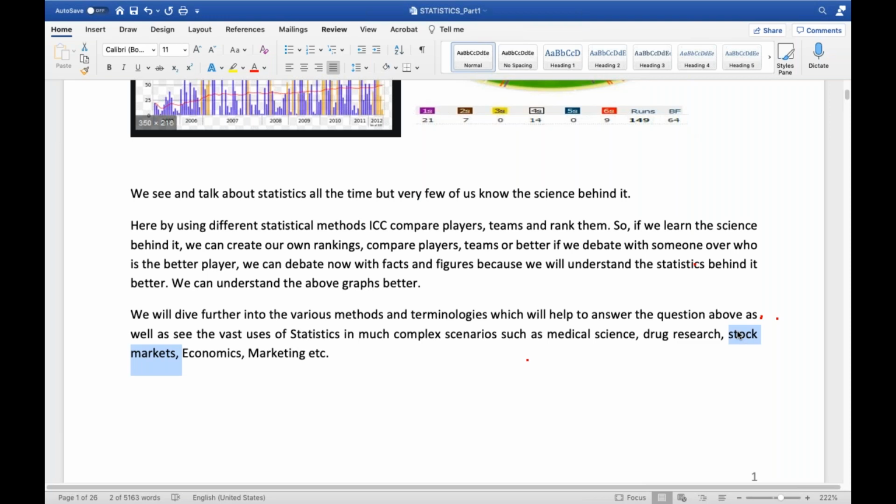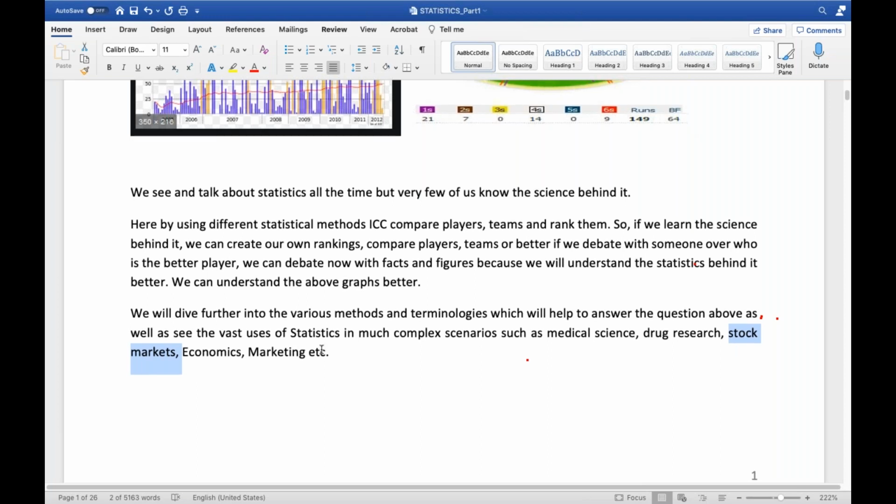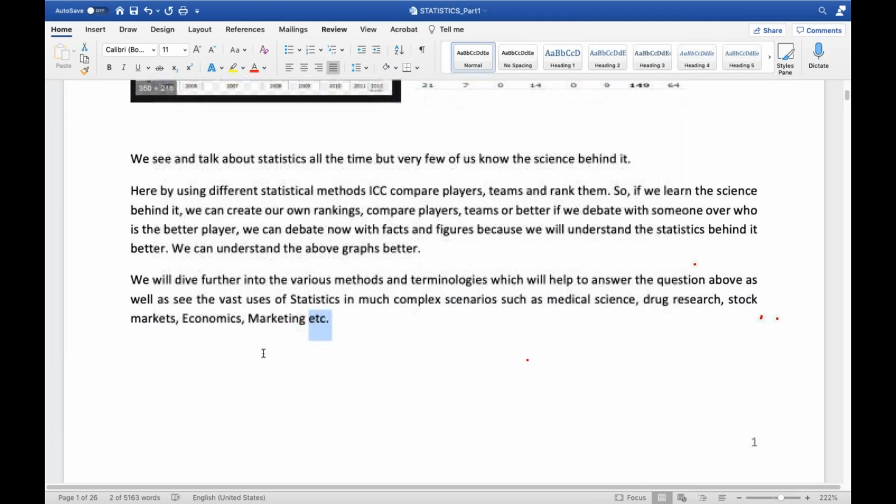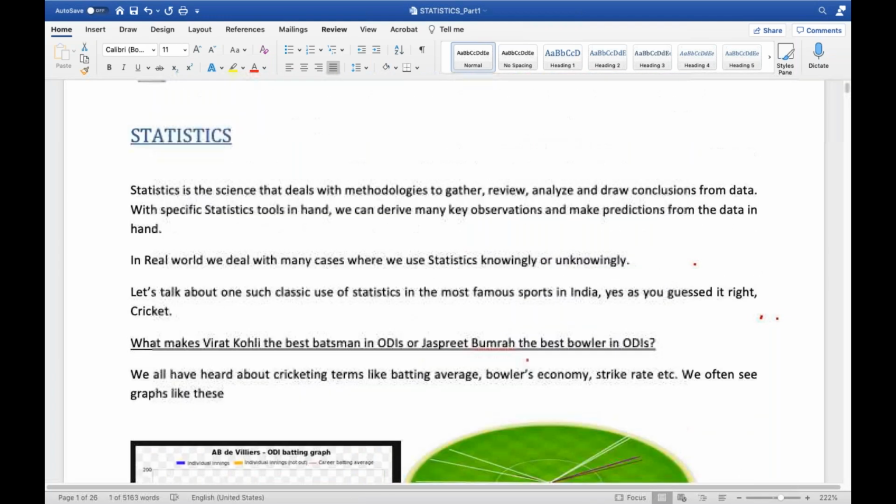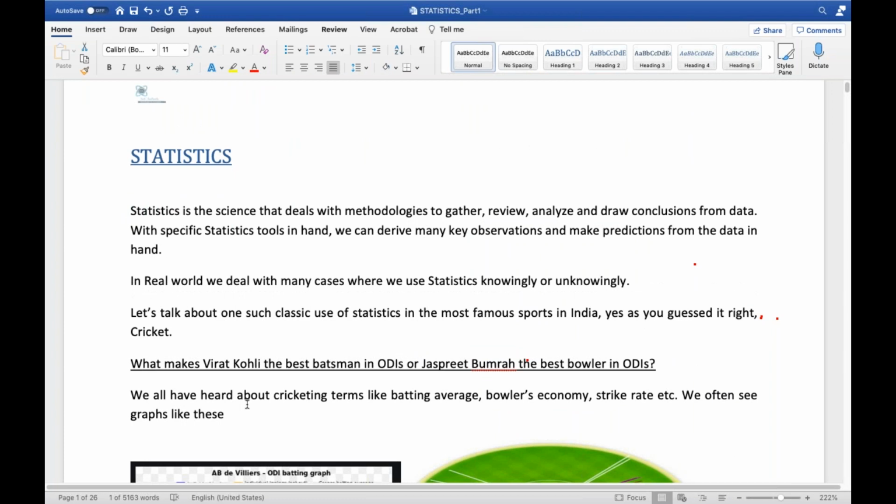Many people fail and lose their savings if they invest in the stock market without knowledge of statistics. Even if you have statistics, sometimes we fall down. That applies to economics too, and to marketing. So there are complex scenarios like these where we apply statistics. Got it, right? This is somewhat the importance of statistics.